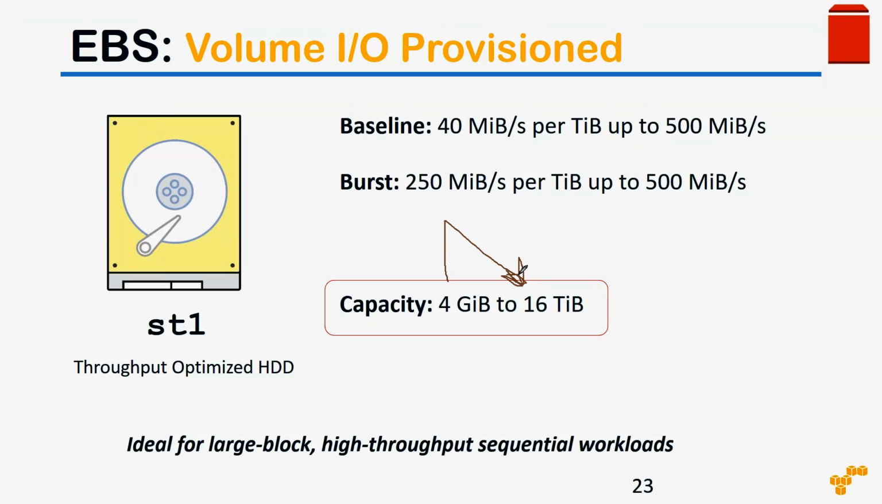It is a throughput optimized disk, ideal for block storage and high throughput sequential workloads. In other words, think of it as video streaming or a Hadoop cluster or those kinds of systems. So that is where an ST1 comes in.